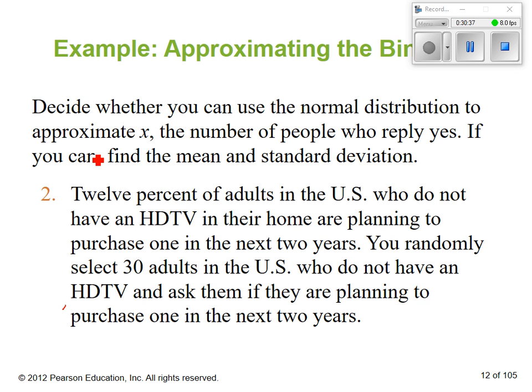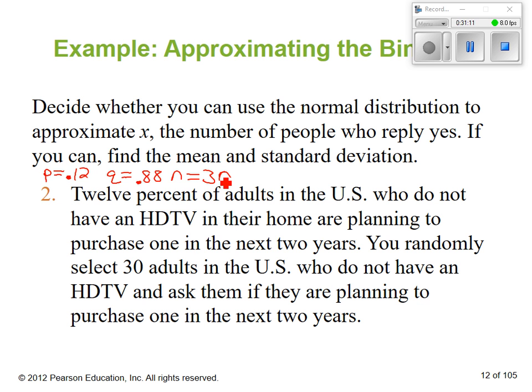12% of adults in the U.S. who do not have an HD TV in their home are planning to purchase one in the next 2 years. You randomly select 30 adults in the U.S. who do not have an HD TV and ask them if they're planning to purchase one in the next 2 years. What's our P this time? 0.12. What's our Q then? 0.88. And our N this time is what? 30.